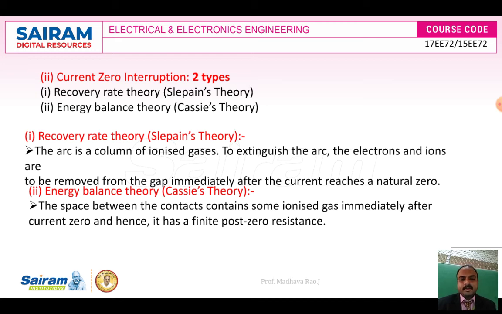Next, energy balance theory. The space between the fixed contact and moving contact has some ionized gases immediately after current zero, and hence it has a finite post-zero resistance. So whenever the contacts open, the ionized gases must immediately be made zero. Then the energy will be balanced, and then we can interrupt the arc.